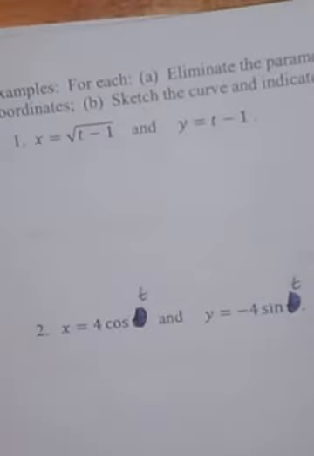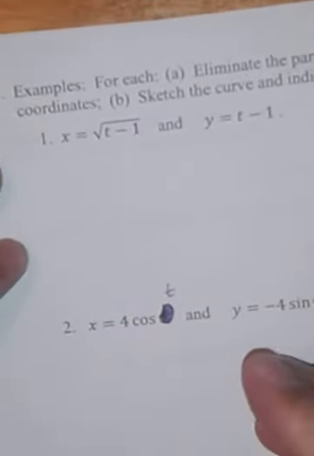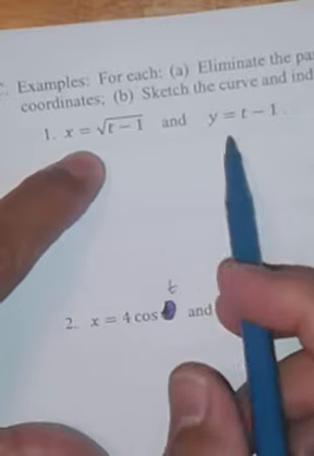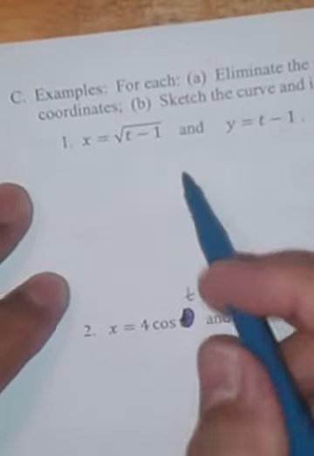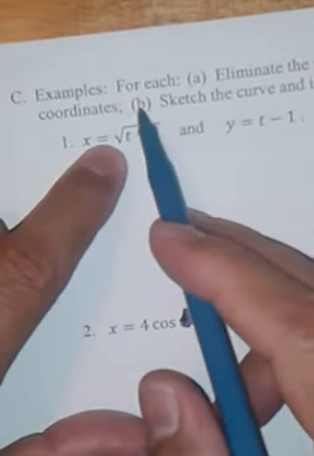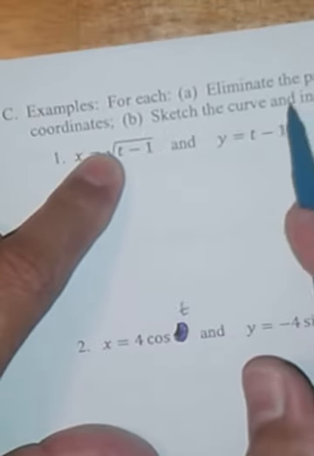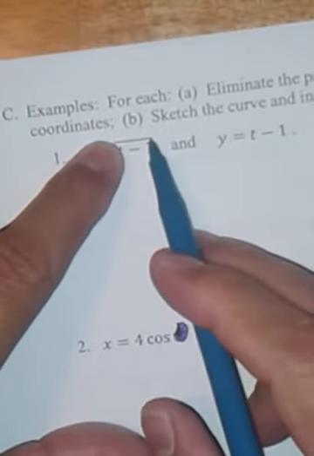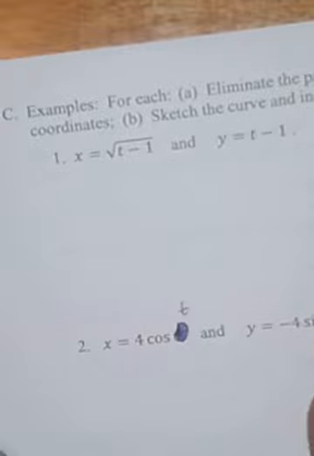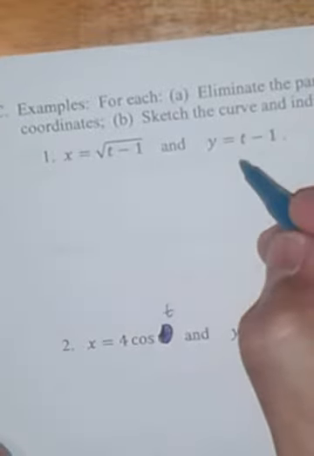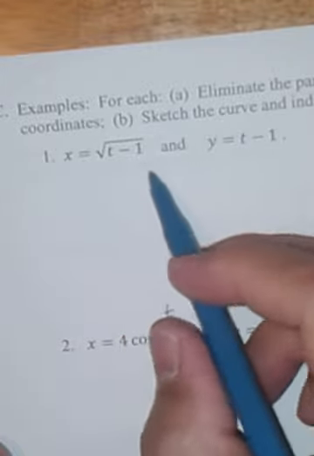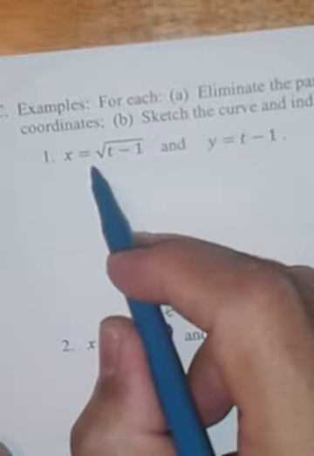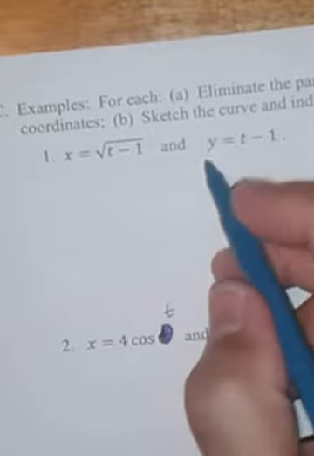All right, let's see an example of this. Let's take a look at the first one. I'll do the first one here, and we'll do the second one in class. I know that maybe you won't know how to do it, so we'll discuss it a little bit. The first one says for A, eliminate the parameter and write in rectangular coordinates, and then B, sketch the curve and indicate its orientation. Okay, so first I want to solve for t.